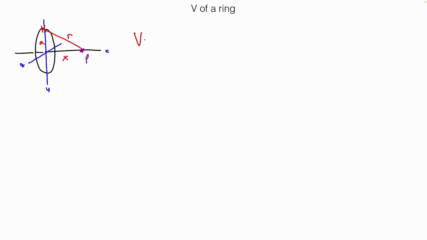So let's see, V is equal to a little piece. So the little piece is going to be k dq over r. OK, so there's my point charge formula. But now I have to find r, and I have to find what dq is.